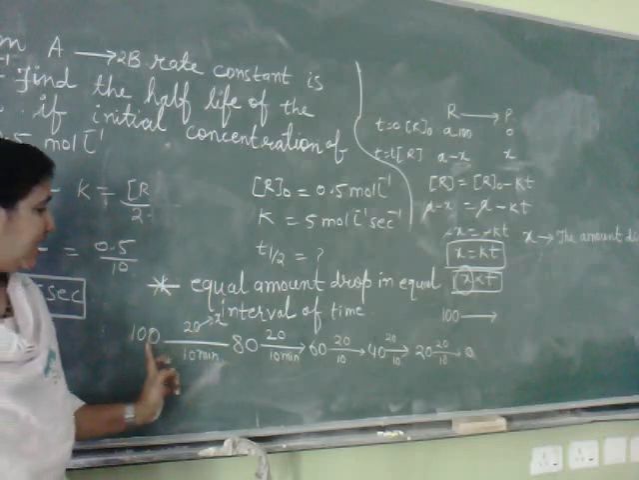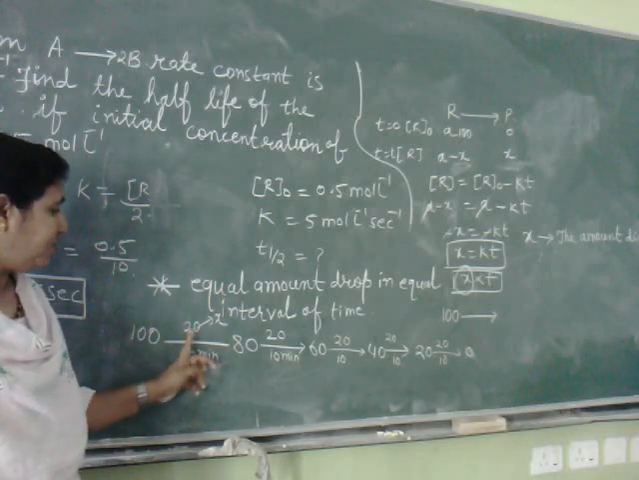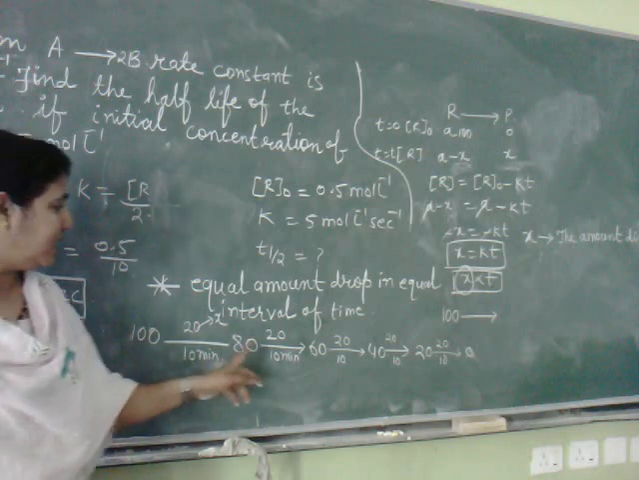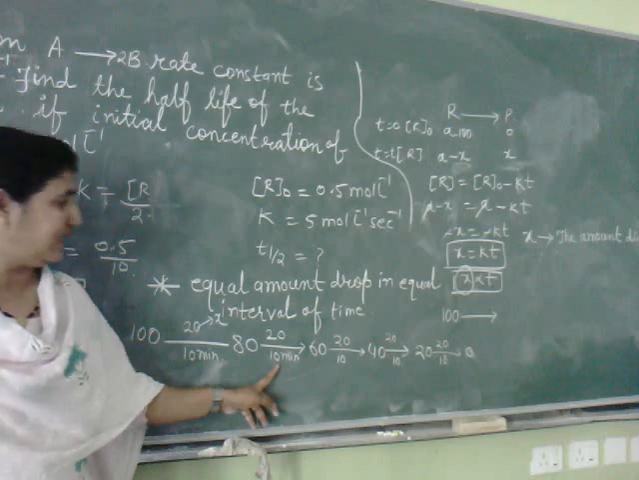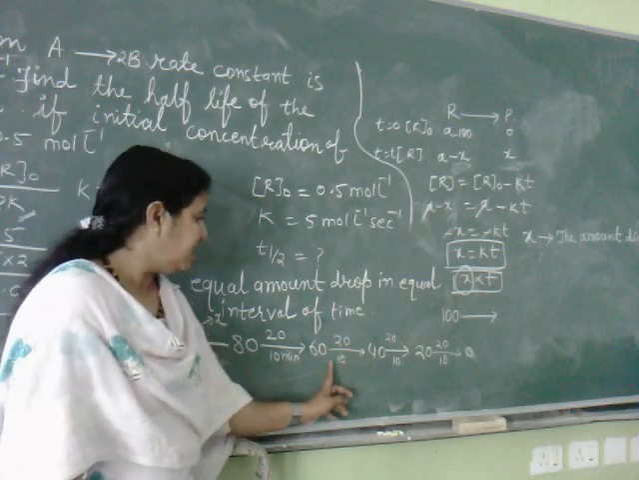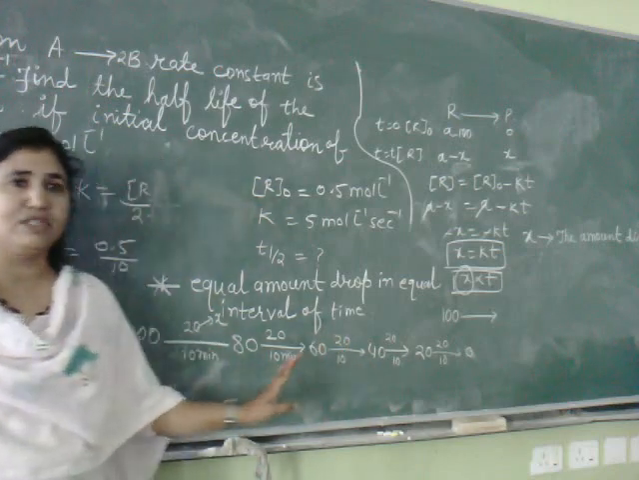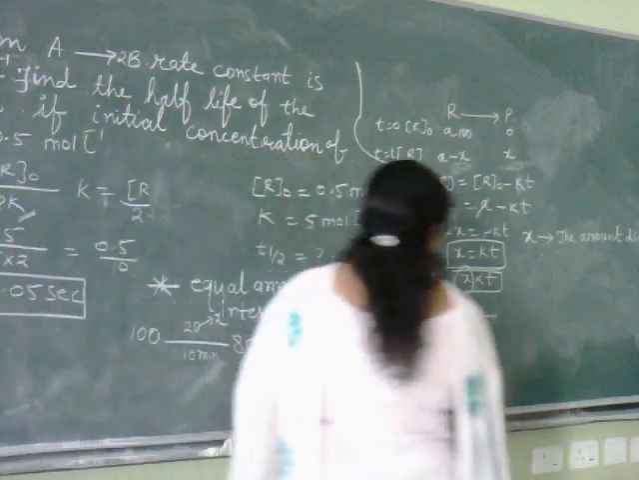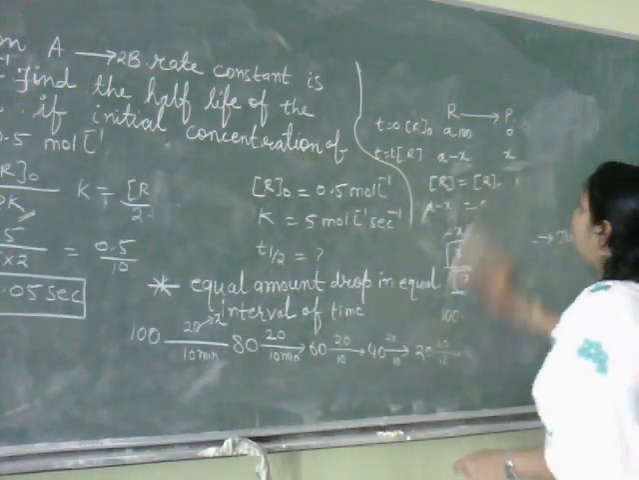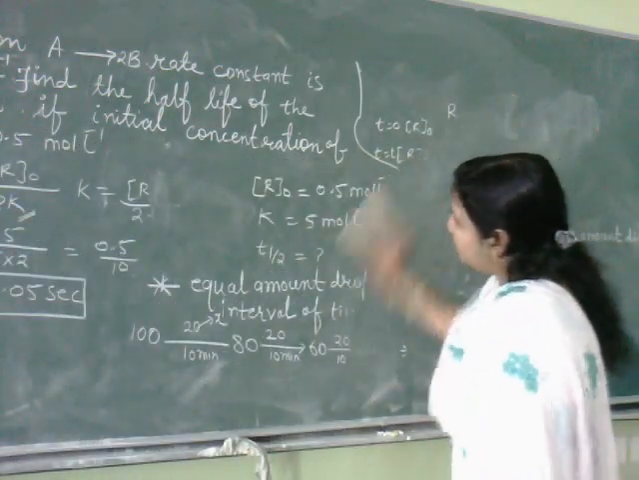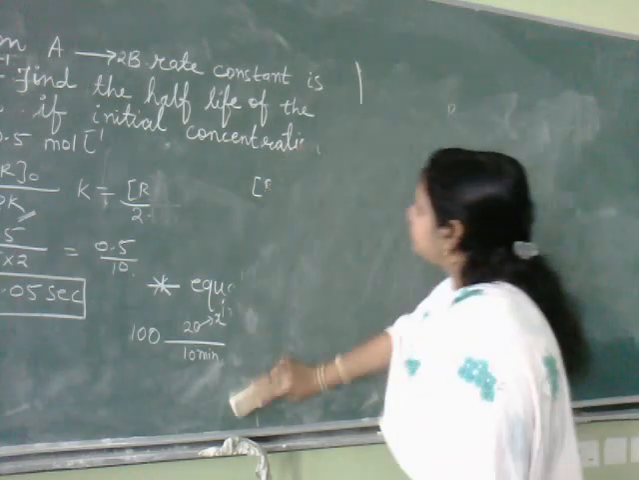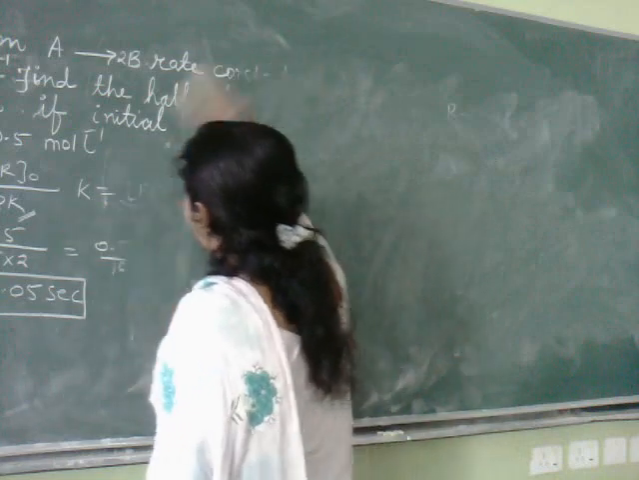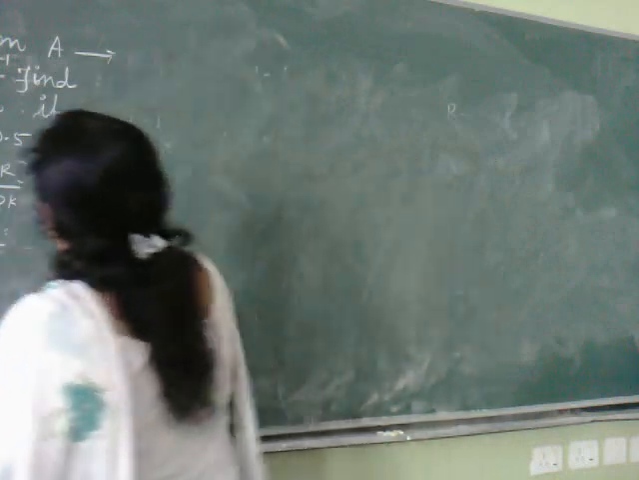Have you understood? 100 to 80 means 20 drops, so how much time? 10 minutes only. 80 to 60, 10 minutes only. 60 to 40, 20 drops, 10 minutes only. Like this it is. That's why x is equal to Kt. Now based on this trick you can solve the problems by using the unitary method.